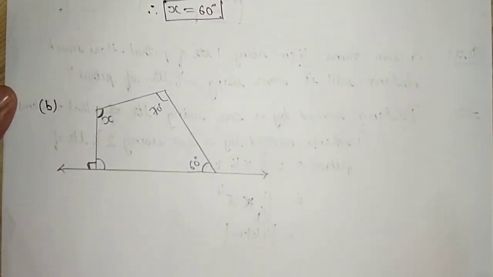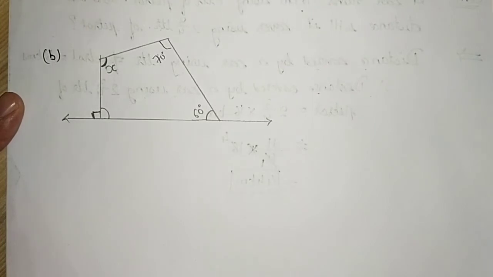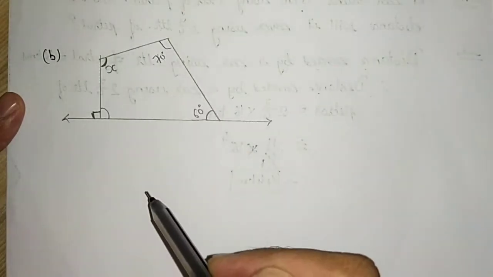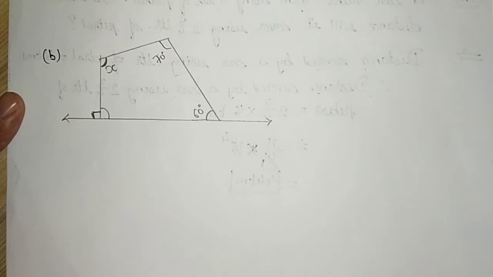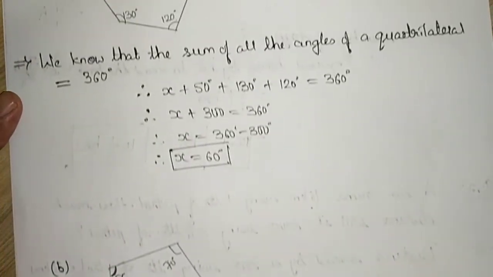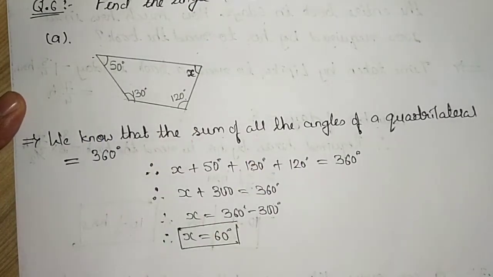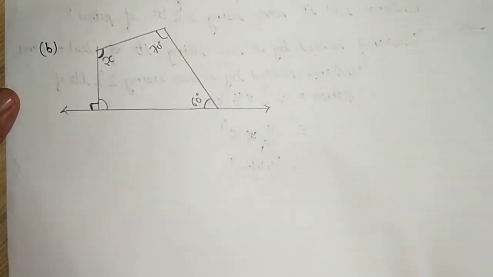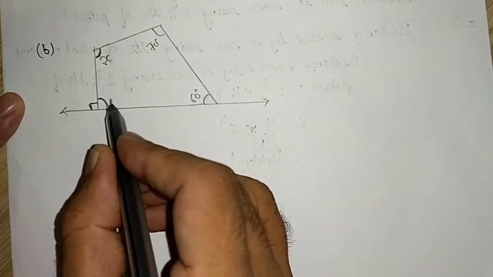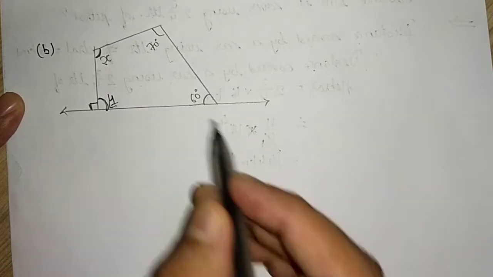Now solving part B. Here also, if you see, we have 1 side, 2 side, 3 side and 4 side, which is bounded by line segments. So it is a quadrilateral. We have to find x, but in the previous figure we had the other 3 angles. Here we don't have 3 angles, we have only 2 angles. We have to find this angle. Let me give it a name, 1.